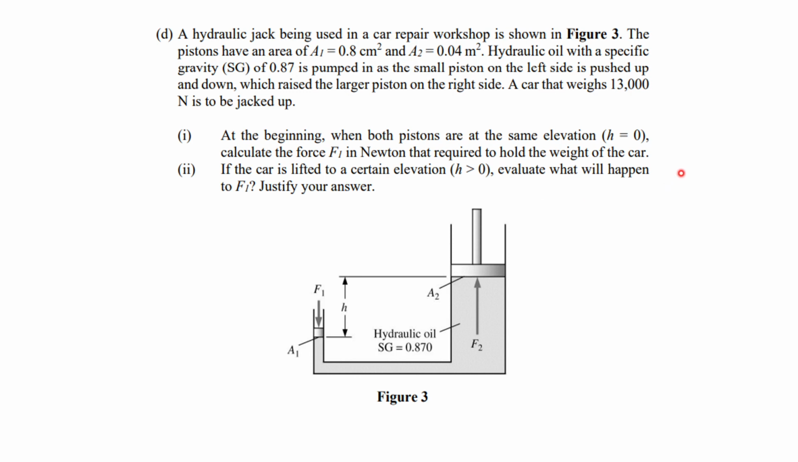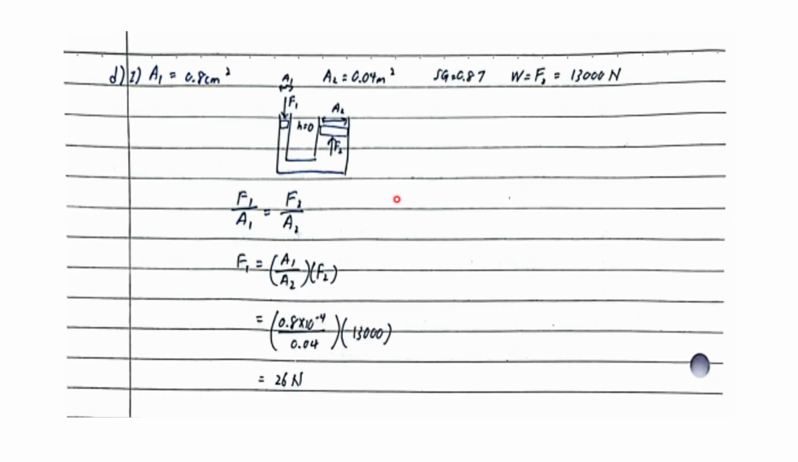And for 1D, we also apply Pascal's law to calculate the force in Newtons required to hold the weight, and also, to answer the second question, to lift the car to a certain elevation. First, without any elevation, just simply apply the Pascal law formula. P1 equals P2, which is F1 over A1 equals F2 over A2. Just sum up, and here's the force required to lift up the 13,000 Newton weight car, which is just 26 Newtons, quite surprisingly low.